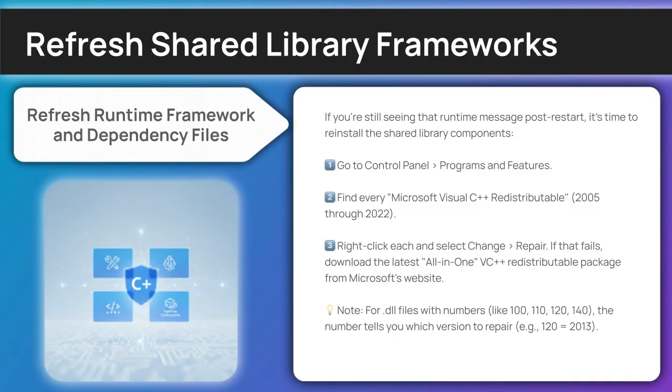First, go to Control Panel, then select Programs and Features. Second, find every Microsoft Visual C++ Redistributable, 2005 through 2022. Third, right-click each and select Change, then select Repair. If that fails, download the latest all-in-one VC++ redistributable package from Microsoft's website.